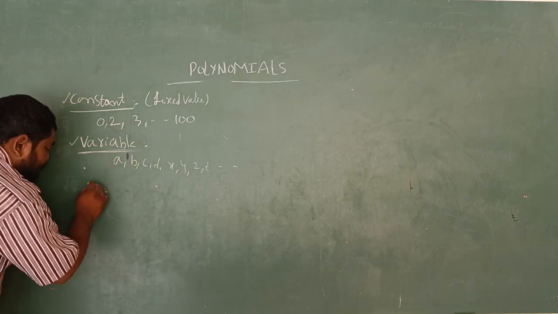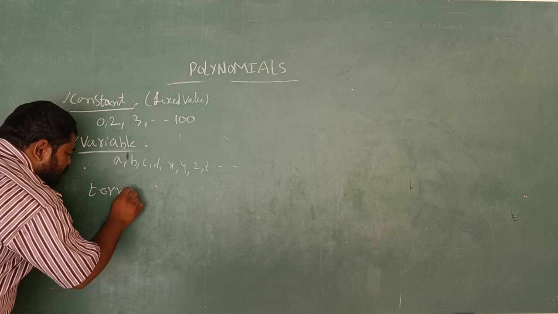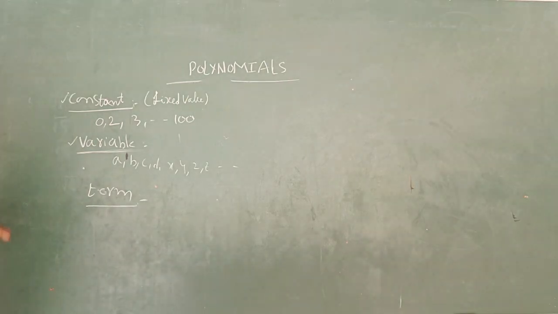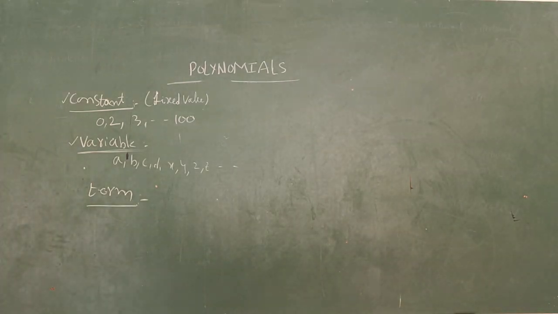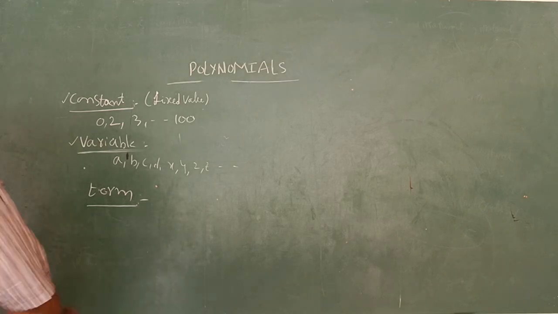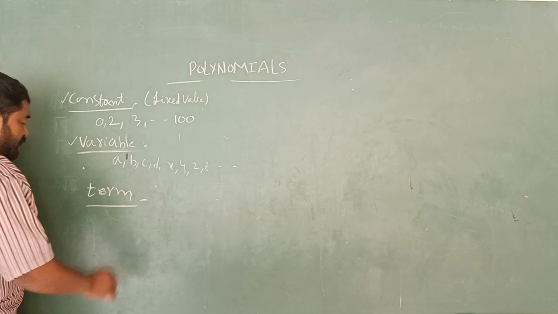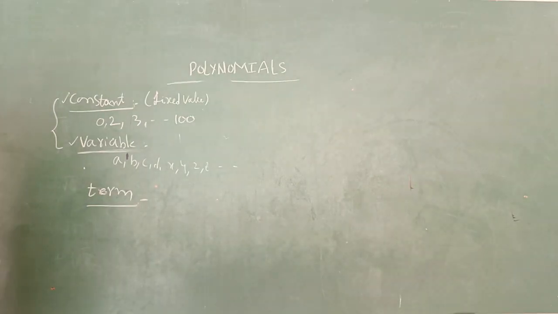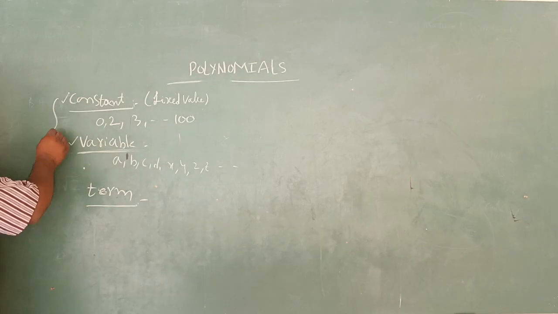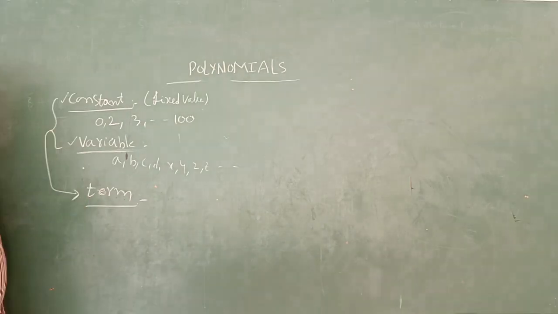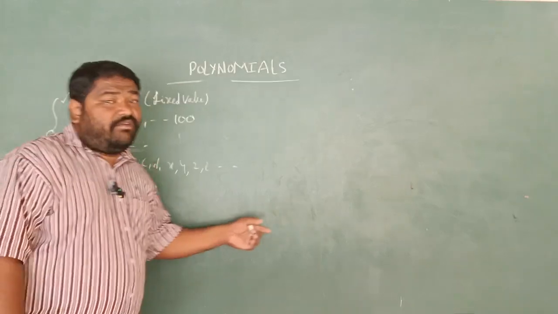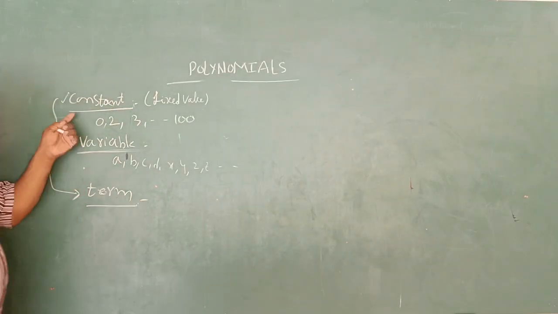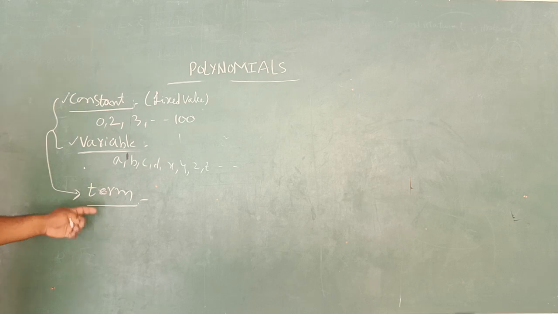Okay, next one is term. What is a term? The definition, the meaning of the term, T-E-R-M: the combination of constant and variable is called a term. I am not going through the definition; you have to write it down when I am telling it. Okay? The combination of constant and variable is a term.